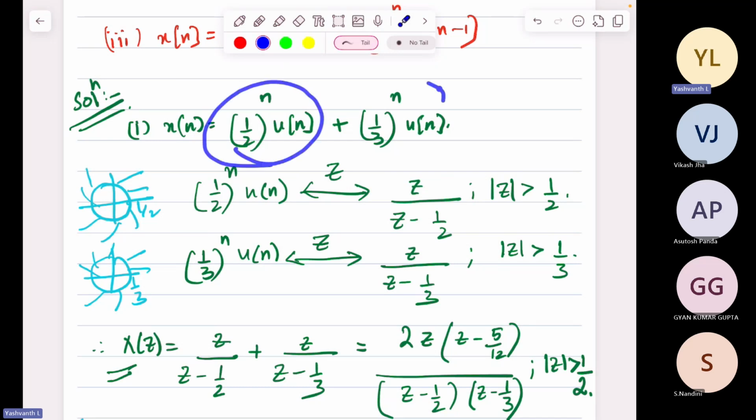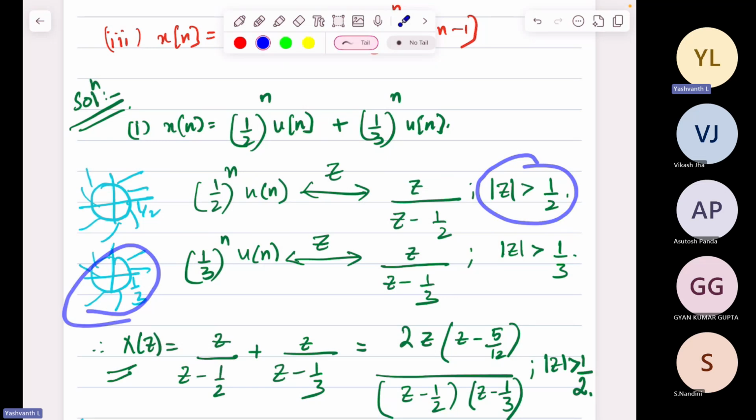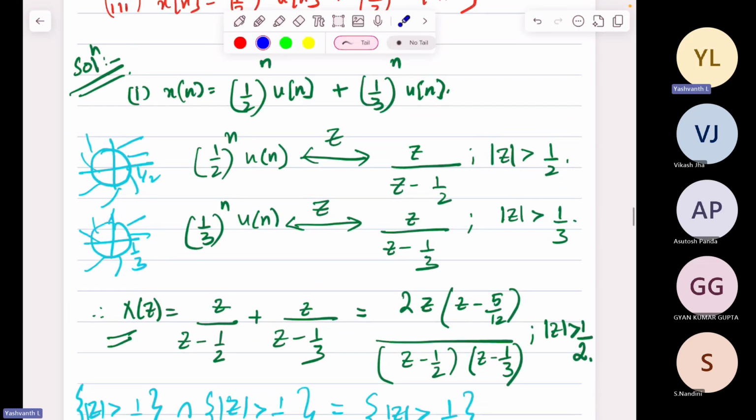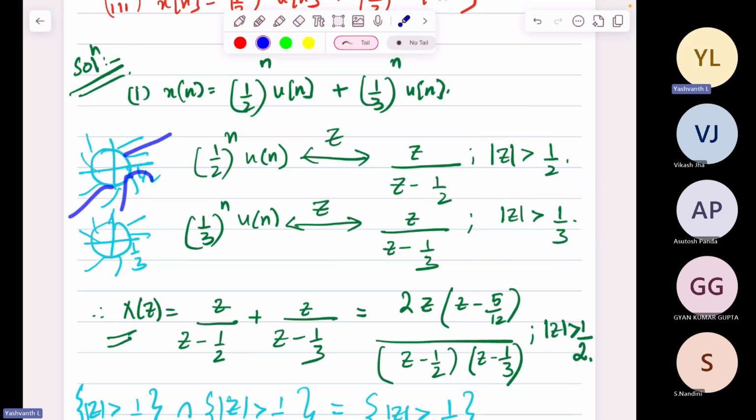The second term is (1/3)^n u[n], which has a Z transform z/(z - 1/3) with ROC |z| > 1/3. That is similar to the first one. So now, what is the common ROC? If |z| > 1/3 and |z| > 1/2, whichever is dominating, the intersection of both is nothing but |z| > 1/2. If |z| > 1/2, obviously |z| > 1/3 because the circle |z| = 1/3 lies inside the circle |z| = 1/2. So the intersection is |z| > 1/2.